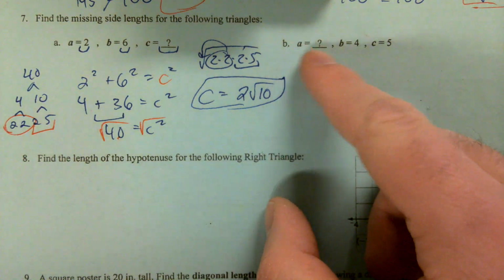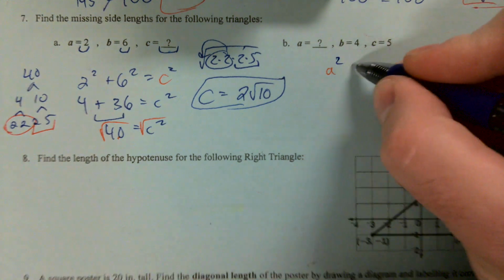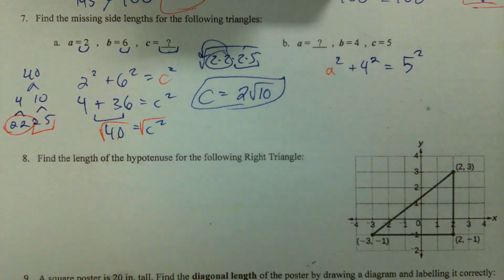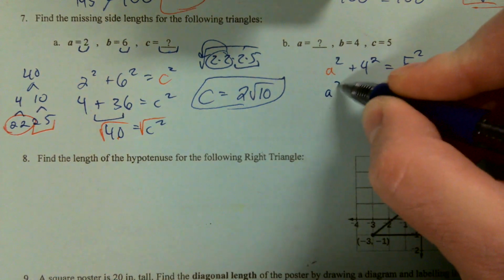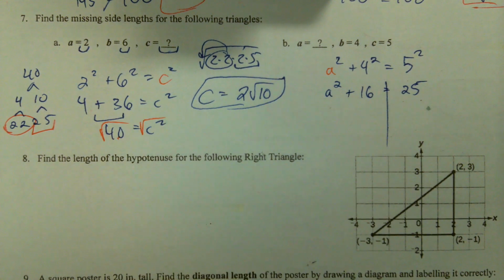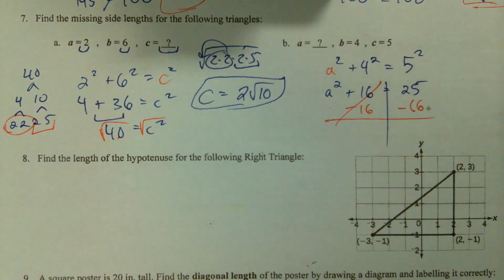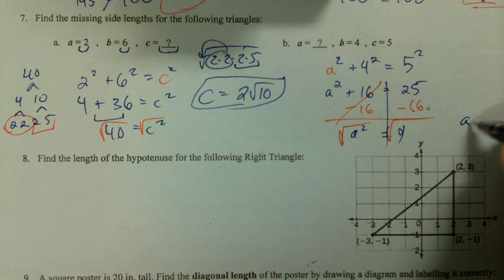But in part B, we're missing a leg. So we've got a squared plus b squared, which is 4, equals c squared, which is 5. Just plugging the letters in where they go. 4 squared gives me 16. 5 squared gives me 25. I'm going to split my equal sign so that I can do what on both sides? Subtract 16. What's 25 minus 16? 9. Square root both sides, and what do we get? 3.